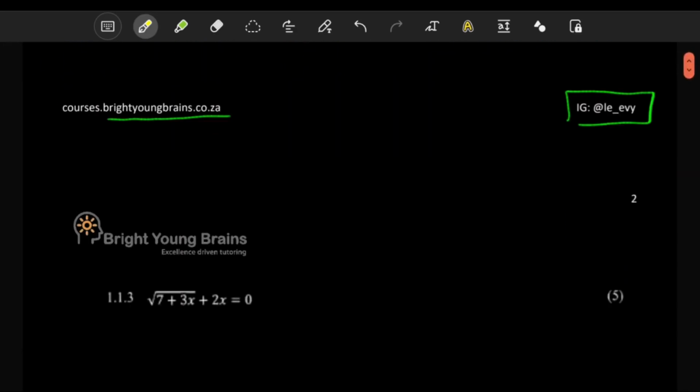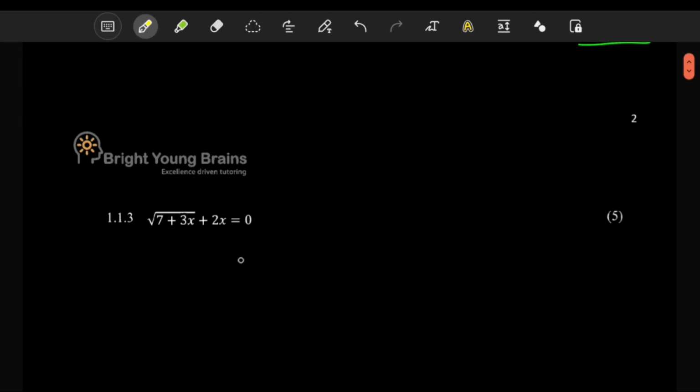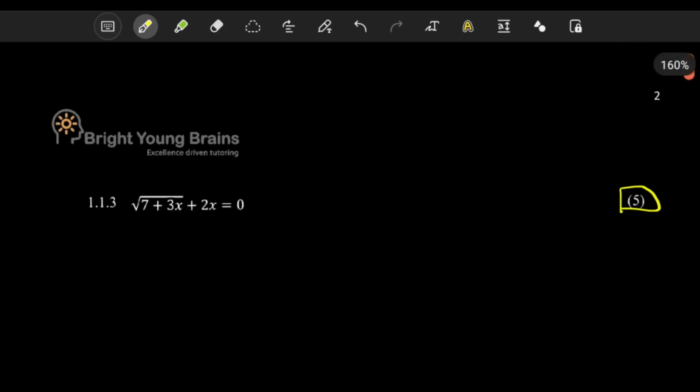So 1.1.3, this is a normal question. It's out of 5, right? So for questions like these where you have a surd, always try and put the thing with the surd on its own, and then the rest on the other side.